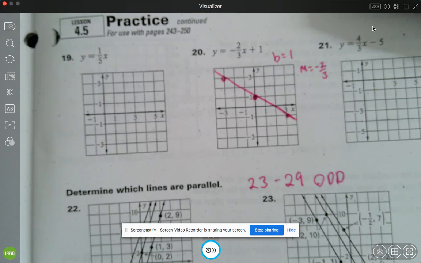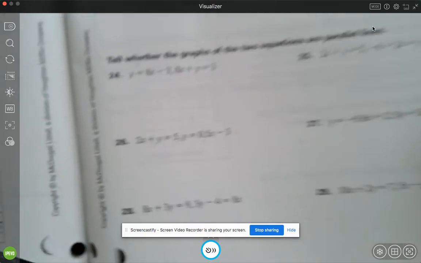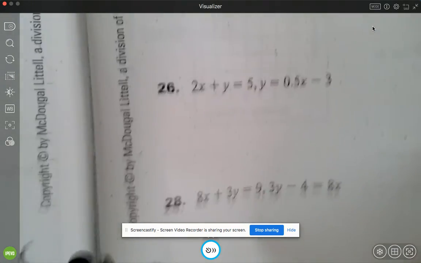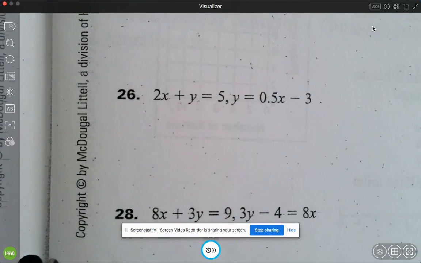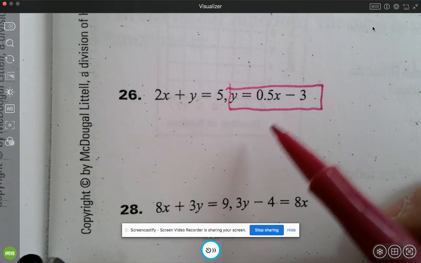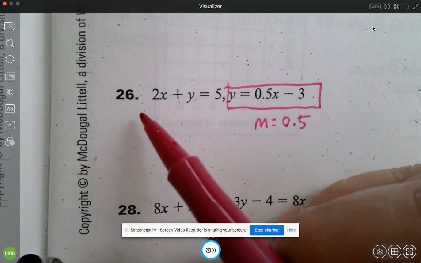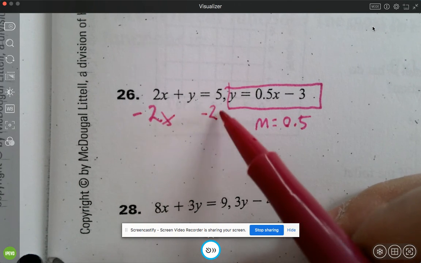All right, and last but not least, I'll do one down here for you. There's not many you're doing down here, so let me do one of the evens as an example. So you're not doing this 26, but I can do it as an example. Tell whether the two equations are parallel. In order to decide if they're parallel, I have to see their slopes. This one is already in slope-intercept form, so m equals 0.5. This one, not so much. So let's see what happens when I solve for y.